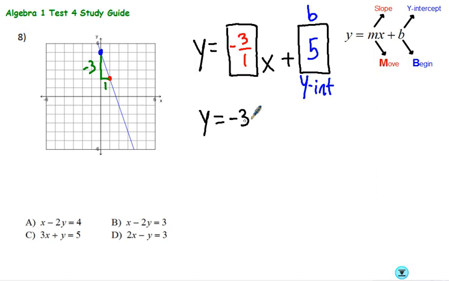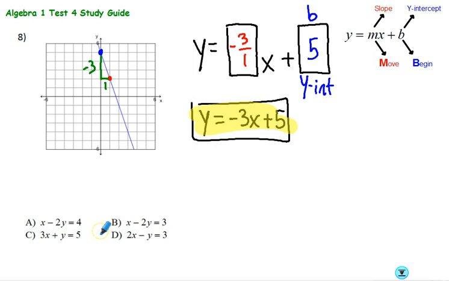And y equals -3x plus 5. So that's the big winner. That's what we're looking for. We're looking for y equals -3x plus 5. And we just want to know out of A, B, C, D, which one of those do we think would match up with? Well, I'm going to tell you right now.